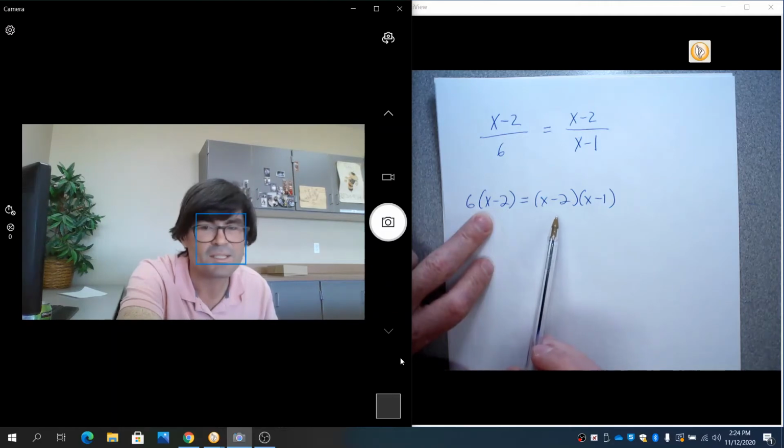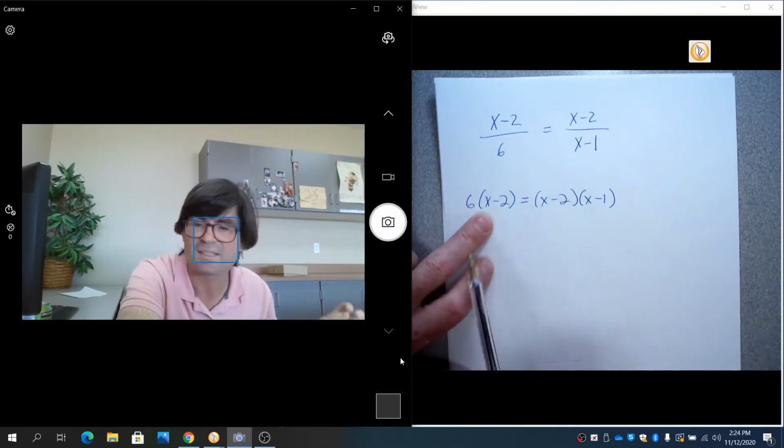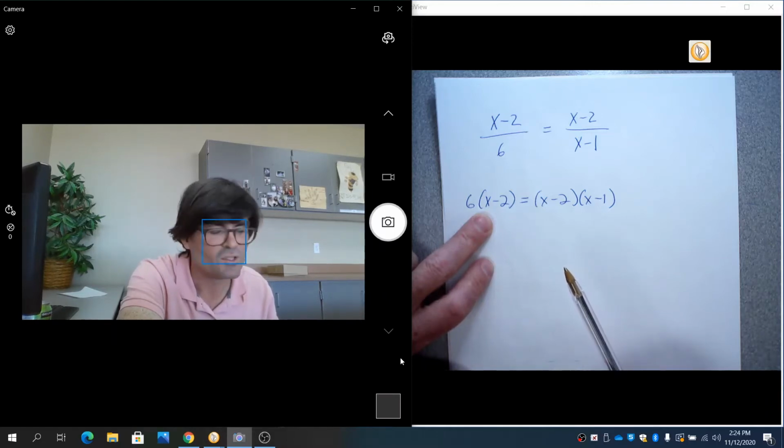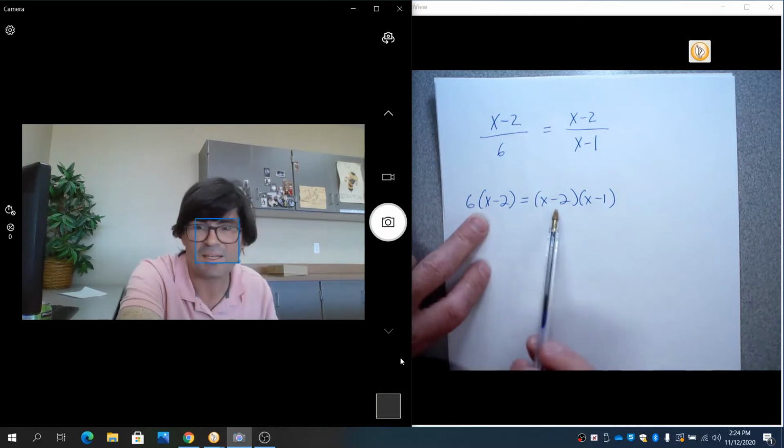It's going to be tempting to divide by x minus 2 and just cancel that out. If you do that, you are going to lose one of your two solutions, and it's possible that could be a solution that you wanted. So it's not a good idea to divide out something with an x in it at this point.